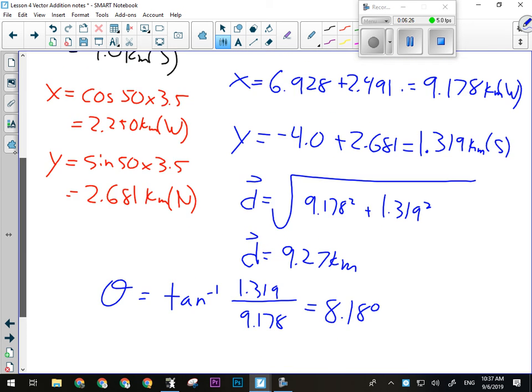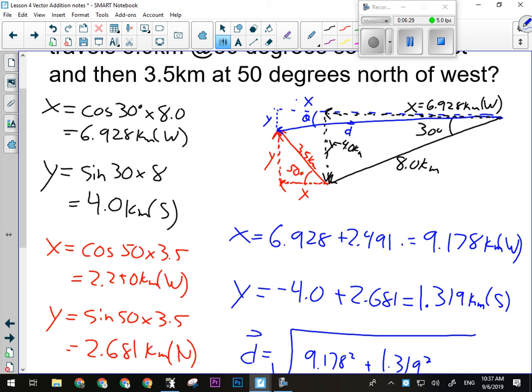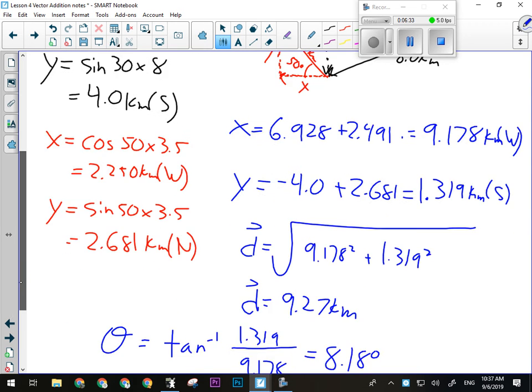And which way is that? South of west. South of west, right? Because this is west, and then south of that, so south of west. Okay.